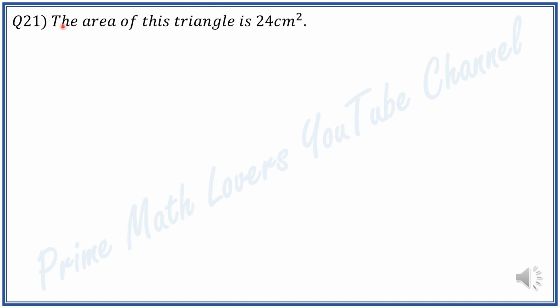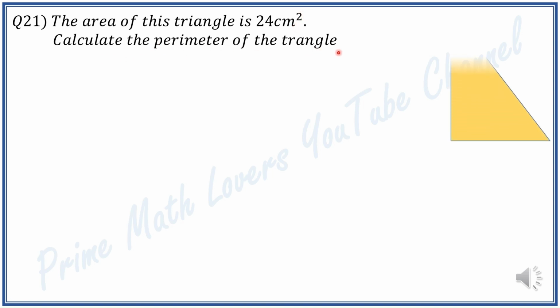Question 21. The area of this triangle is 24 square centimeter. Calculate the perimeter of the triangle. So the base is 6 centimeter, the height is 3x minus 1, and the hypotenuse is 3x plus 1. This is a right-angled triangle.